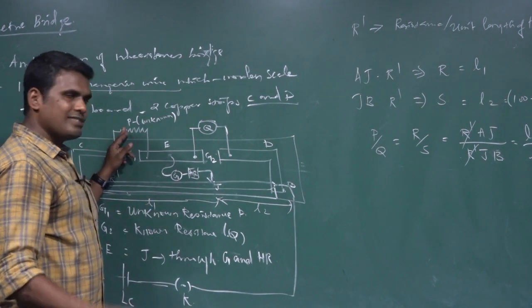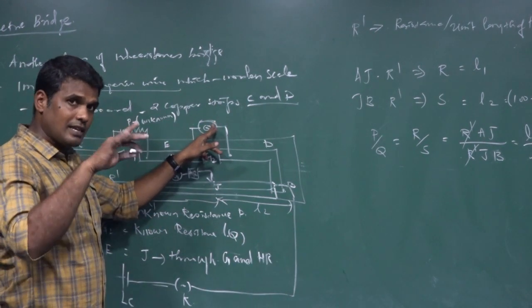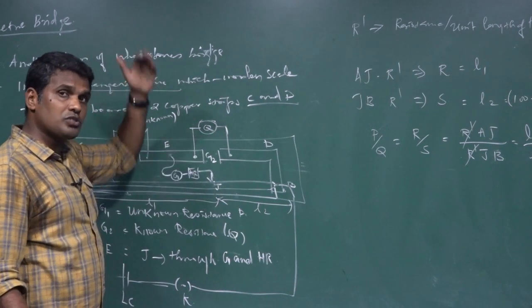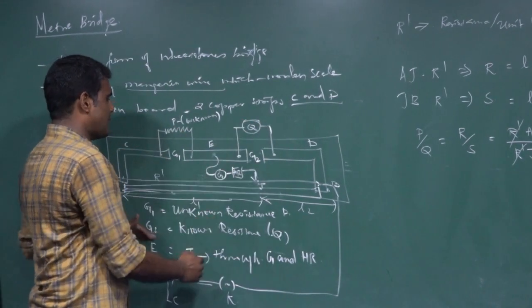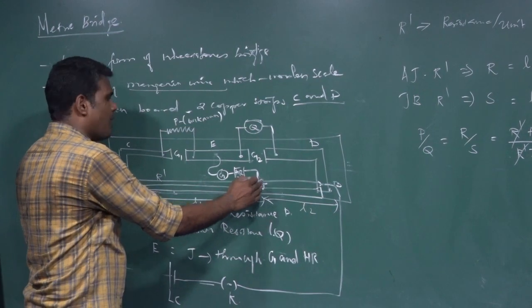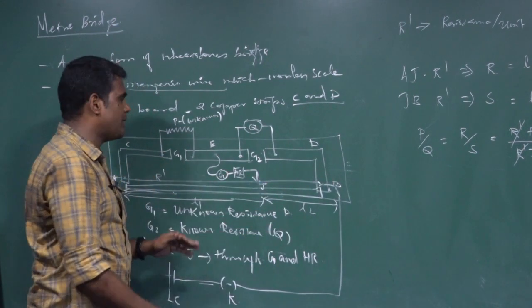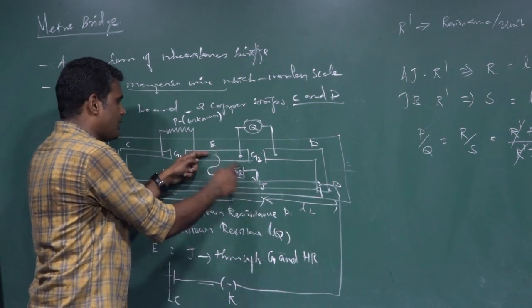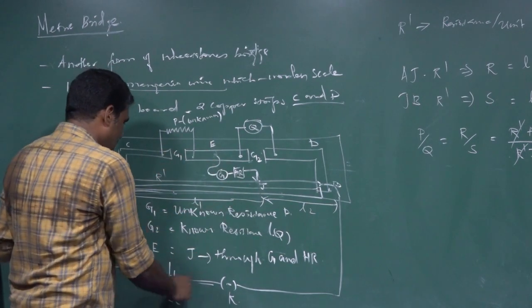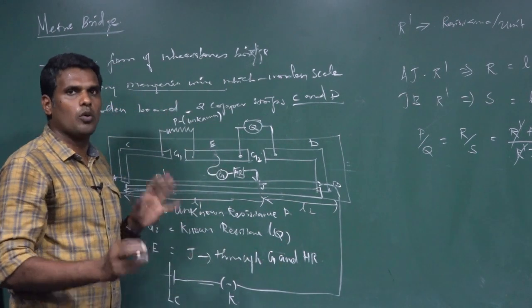So P is existing as it is, Q is existing as it is. You just compare the diagram with the Wheatstone network. P and Q, two arms are there. Instead of R you have AJ, instead of S you have JB, and then a galvanometer is between E and J, and then a Leclanché cell and a key. The entire circuitry is over.